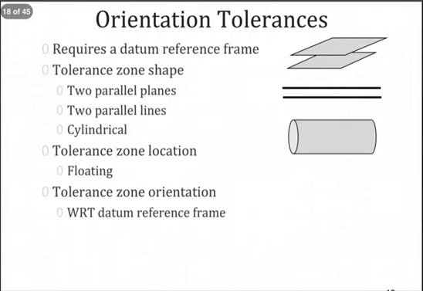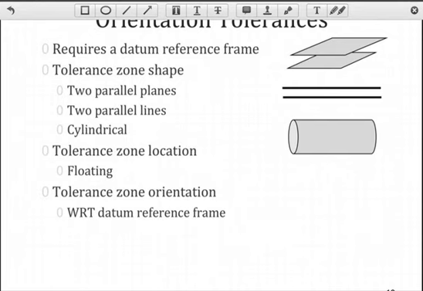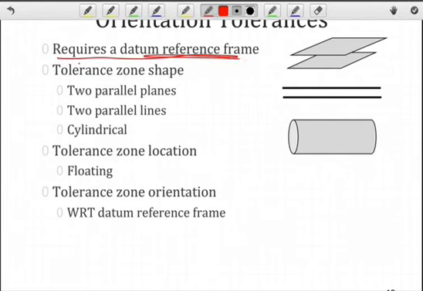The orientation tolerance zone requires a datum reference. And therefore, if you don't see a datum reference in the feature control frame, that's a problem. And we'll emphasize that throughout the discussion.